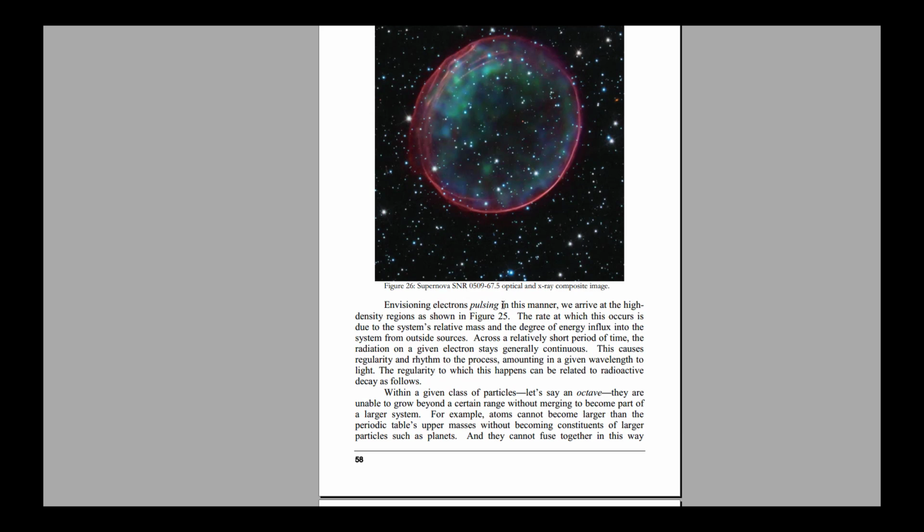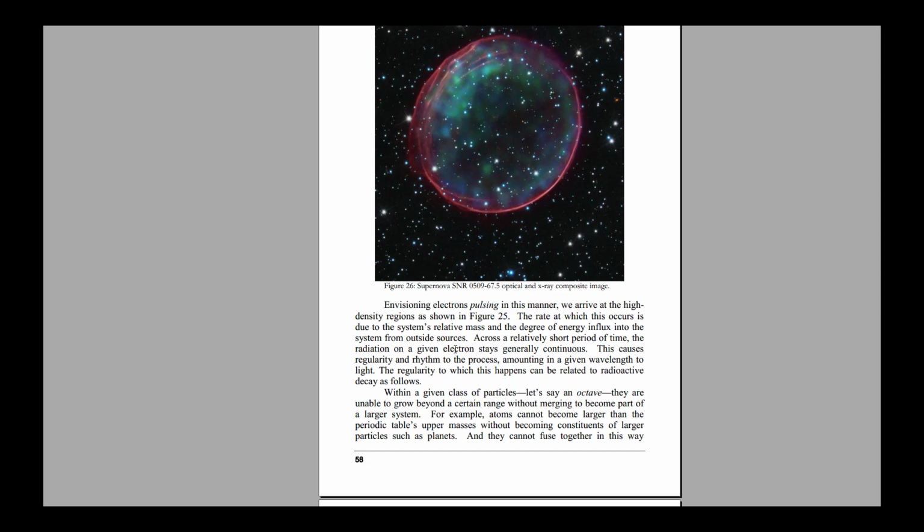Envisioning electrons pulsing in this matter, we arrive at the high-density regions as shown in Figure 25. The rate at which this occurs is due to the system's relative mass and the degree of energy influx into the system from outside sources. Across a relatively short period of time, the radiation on a given electron stays generally continuous. This causes regularity and rhythm to the process, amounting in a given wavelength to light.